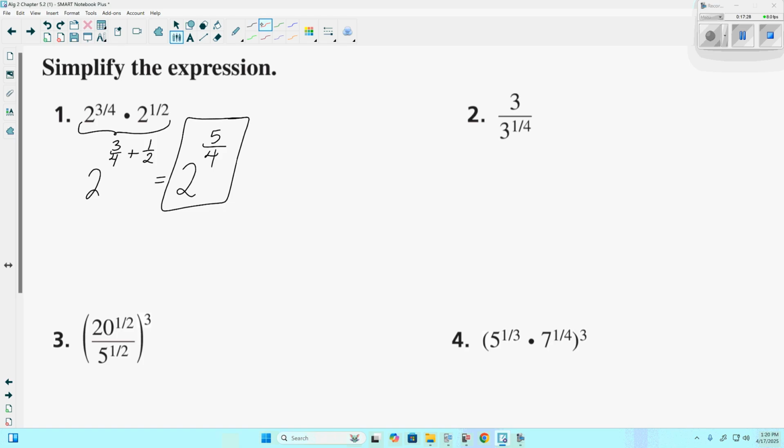Number 2, 3 over 3 to the 1/4. We're dividing like bases, so we can subtract the exponents. The exponent on top is 1. The exponent on bottom is 1/4. So we're doing 1 minus 1/4, which is 3/4. So 3 to the 3/4.